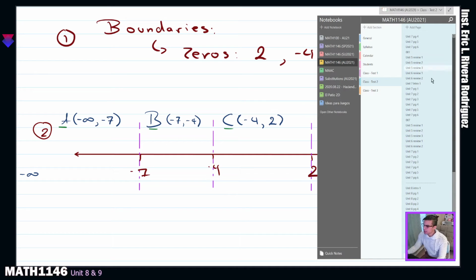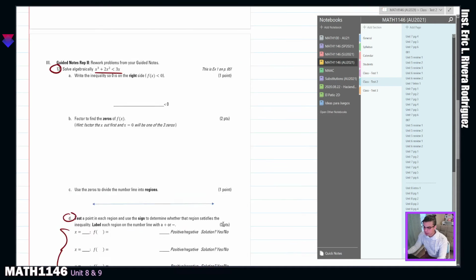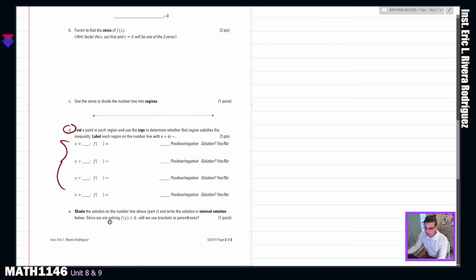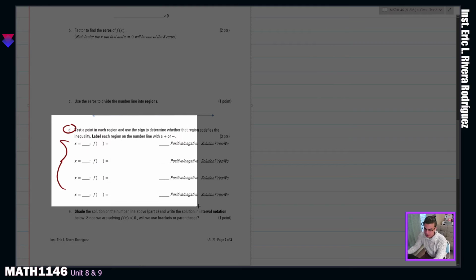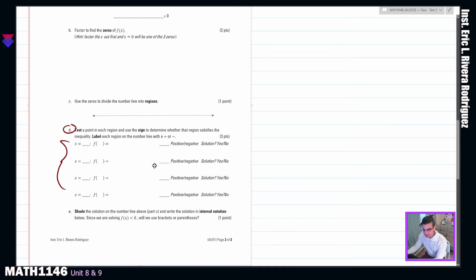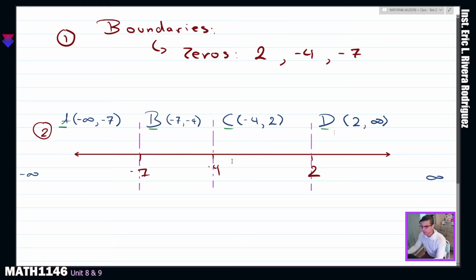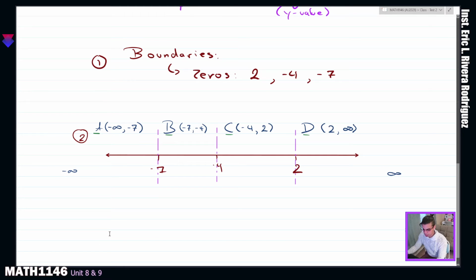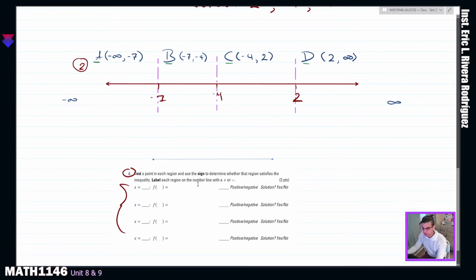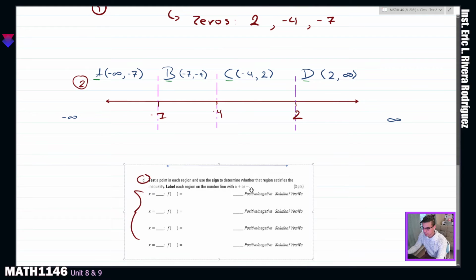So from the worksheet of the day, now we are going to do. So you know from the worksheet of the day that the next step will be testing those regions with different x values. So I'm going to put this here. Okay.